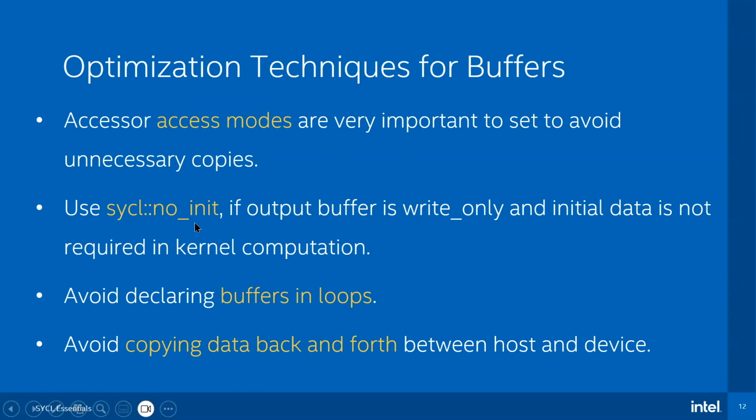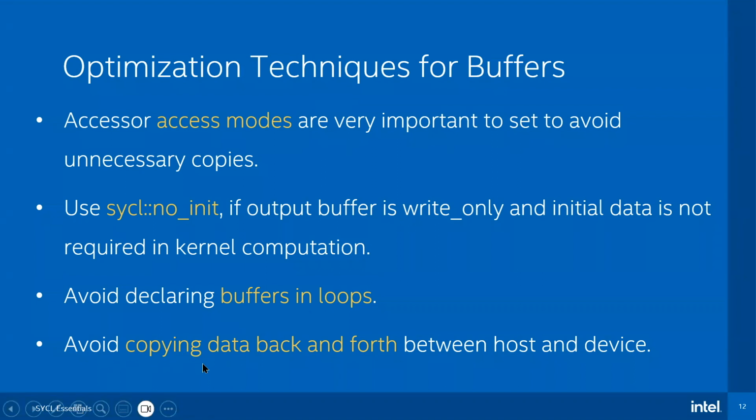Also, the no init property is often overlooked. If you don't need to initialize the result accessor, always set no init, so that it does not get copied unnecessarily. That's an important tip. Also, avoid declaring buffers in the loop. If you don't need to initialize it in every loop, it's better to move the buffer creation outside the loop so that you don't add overhead by creating it multiple times.